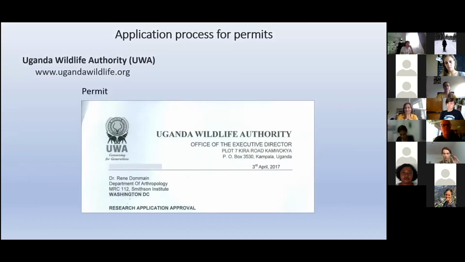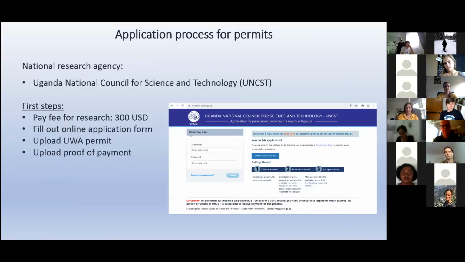Once you have your permit, you go with this permit to the national agency which manages research projects, which is the Uganda National Council of Science and Technology. There you apply for a general research permit.